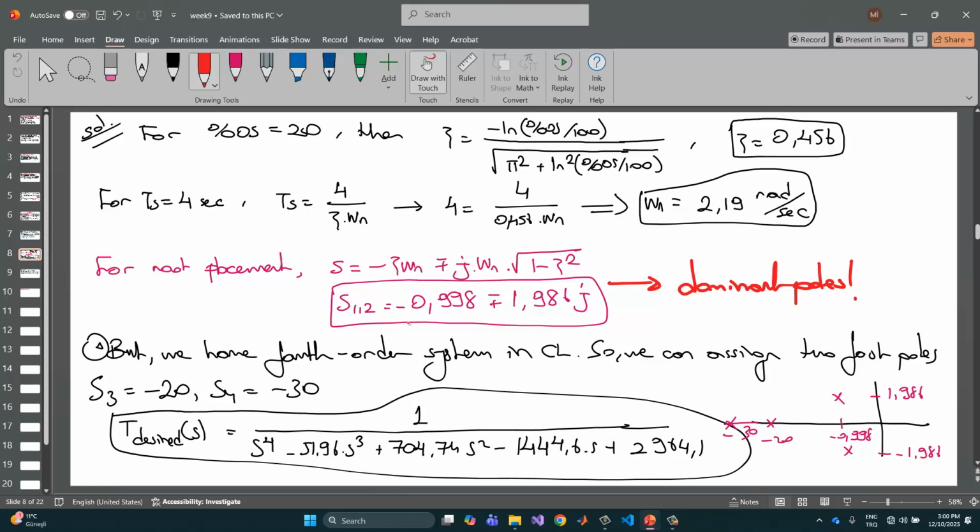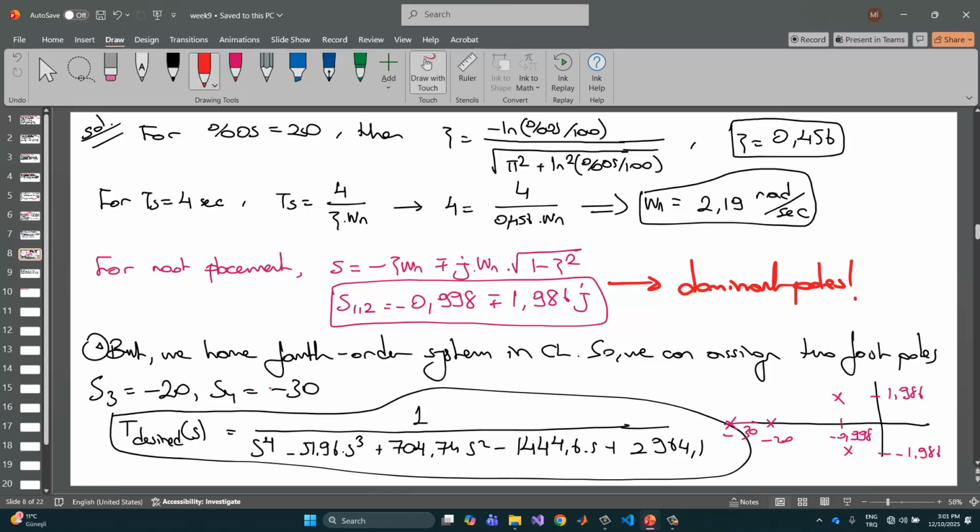We have the second order system in here. This is the dominant pole because it's closest to 0, and the main effect is coming from this one. But if we have a fourth order system, we can arbitrarily add the poles, just like this one, minus 20 and minus 40, 30. So we can give arbitrary poles because we have the fastest pole and it's the most dominant one.